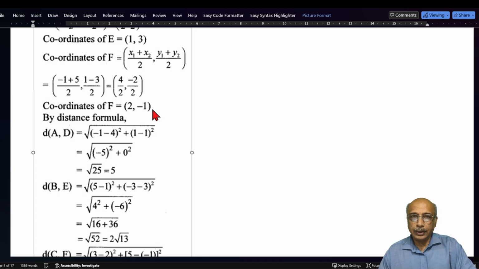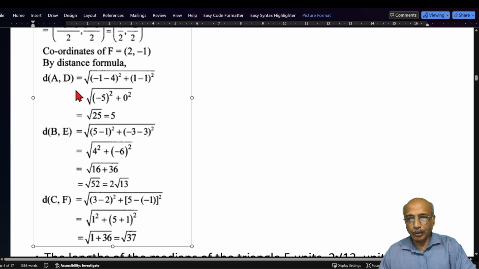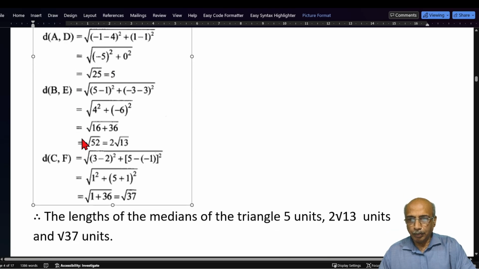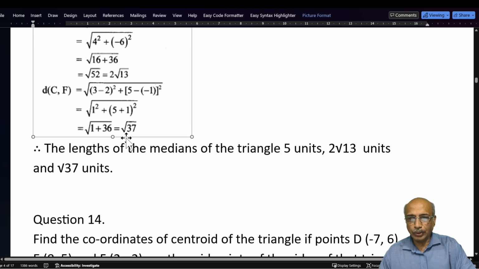After that, we have to find out the length of the medians. So the distance formula will apply. AD equals 5 by the distance formula, BE equals 2 root 13 and CF equals root 37. Therefore, the lengths of the medians of the triangle are 5, 2 root 13 and root 37.